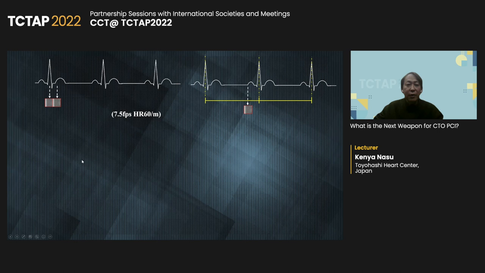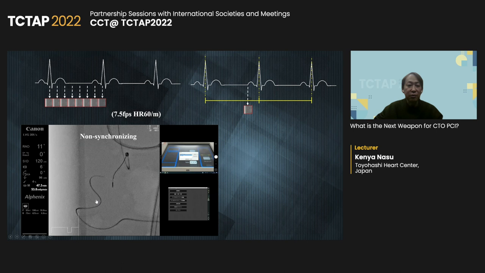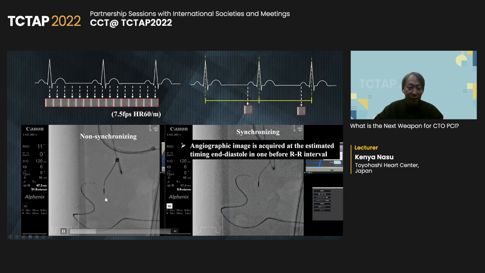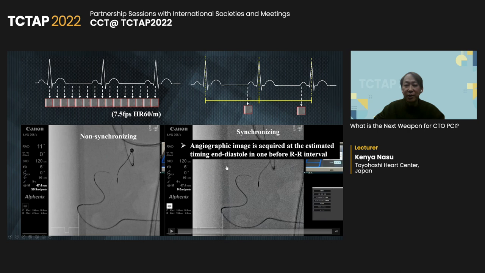Nowadays we quite often use 7.5 frames per second to make the angiogram. This is the usual angiogram that you can see. But in the synchronized angiogram, the angiographic image is acquired at the estimated timing, one diagnostic before the RR interval. So in the synchronized angiogram, the background is moving, but the coronary is almost stopped. So we can check the direction of the guide wire more accurately.